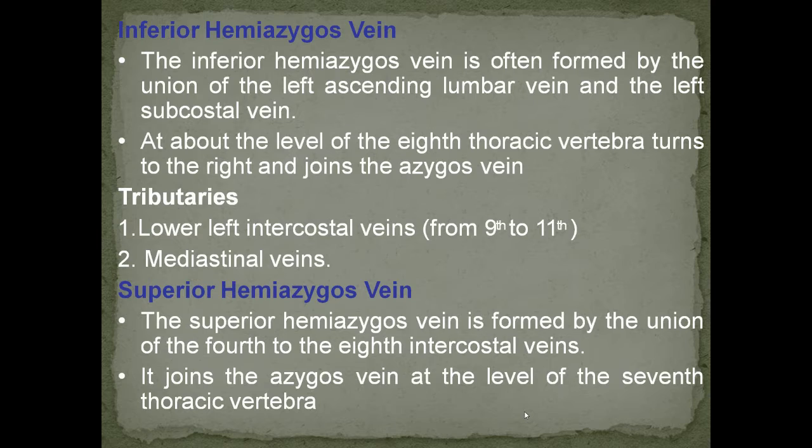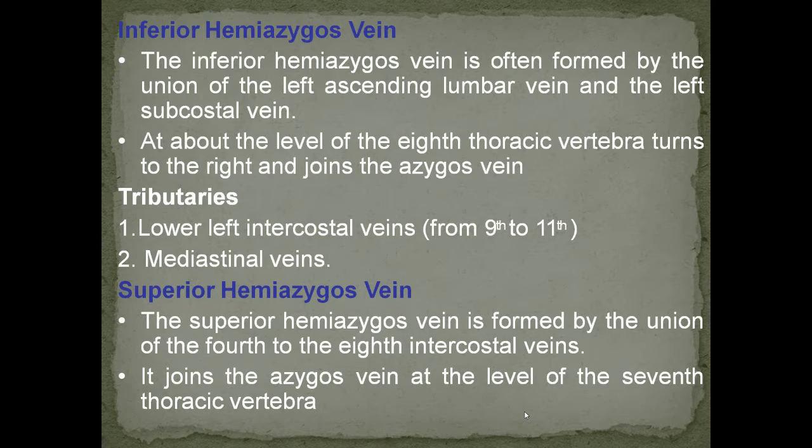We will see the inferior hemiazygos vein. It is often formed by the union of the left ascending lumbar vein and the left subcostal vein. At about the level of the 8th thoracic vertebra, it turns to the right and joins the azygos vein. And what are the tributaries? The lower left intercostal veins, the 9th to 11th, and mediastinal veins.